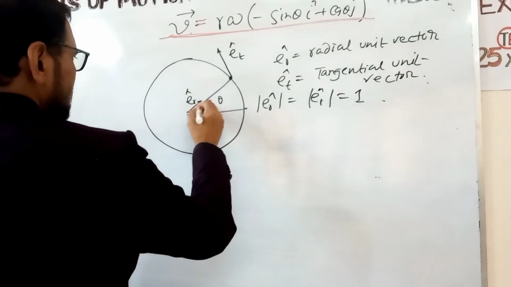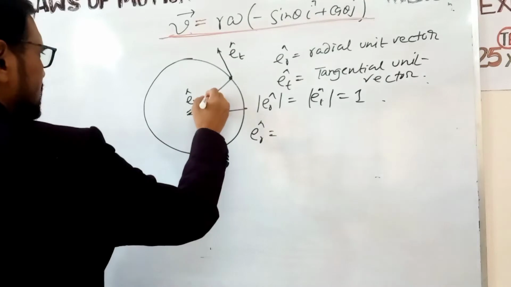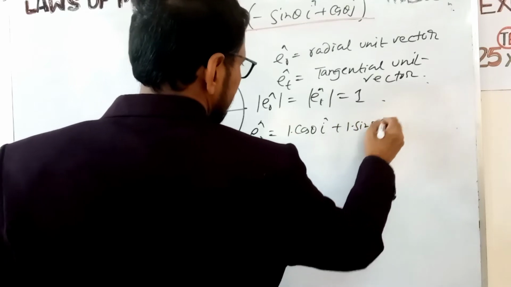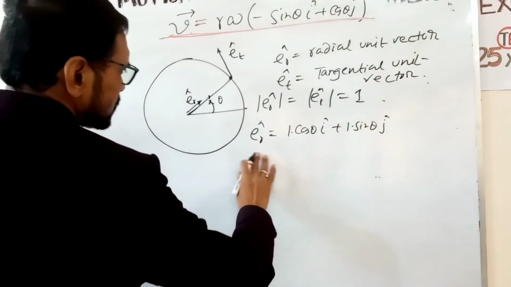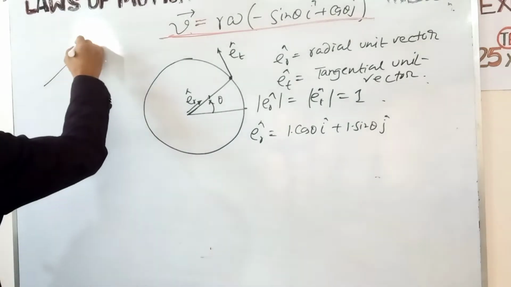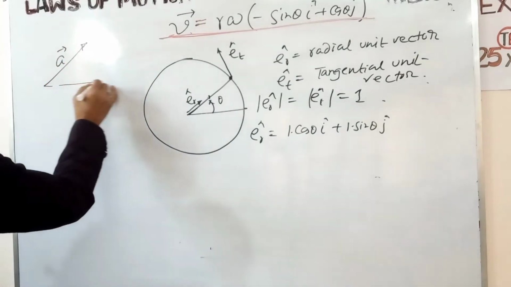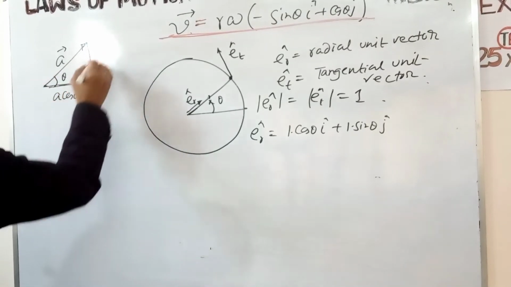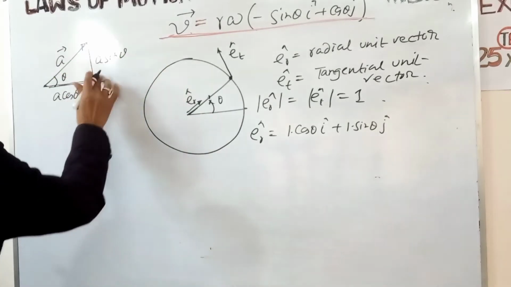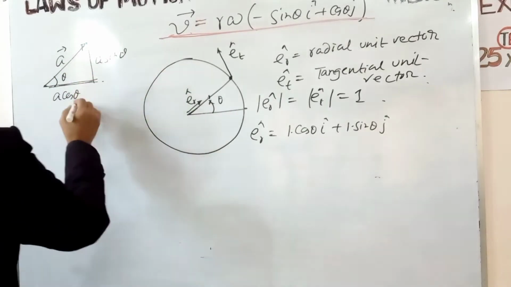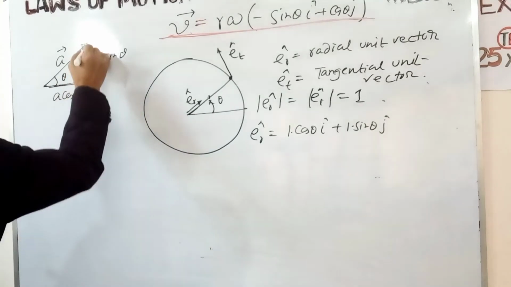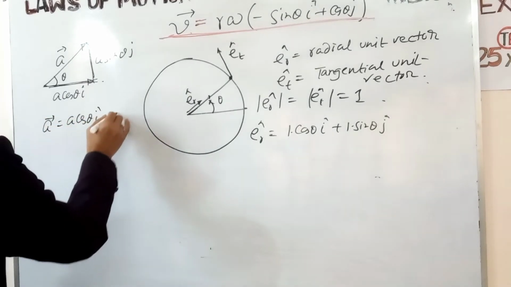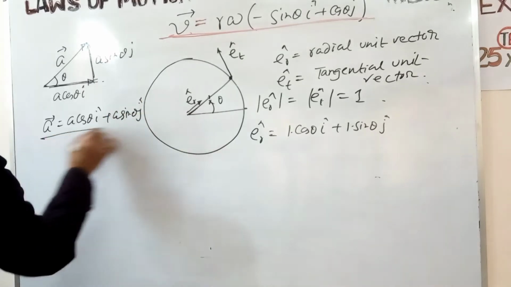Now what is e_r in vector form? This will be 1 cos theta i plus 1 sin theta j. How do we get this? Because if a vector A makes an angle theta with the horizontal, then this part is A cos theta and this part is A sin theta. The magnitude of A is A, so vector A equals A cos theta i plus A sin theta j. This way we get this vector.